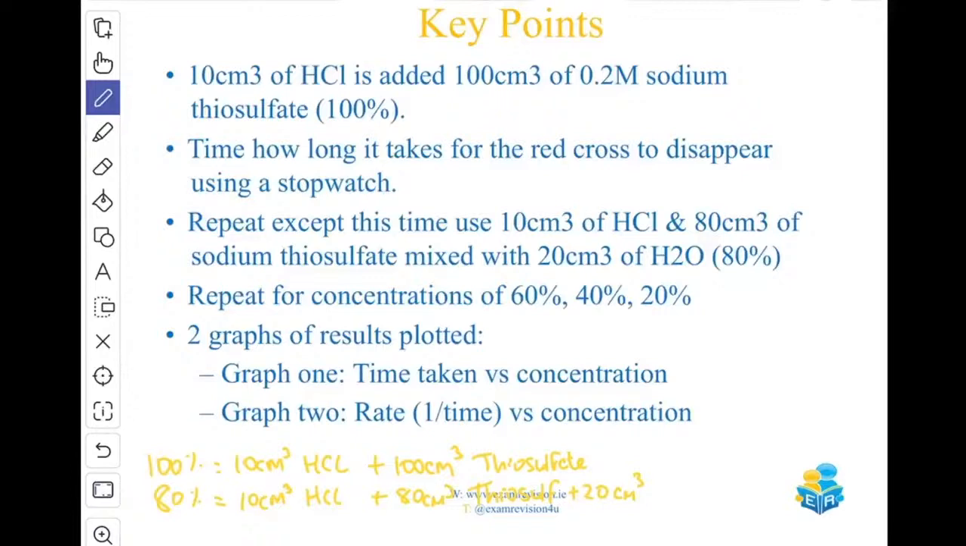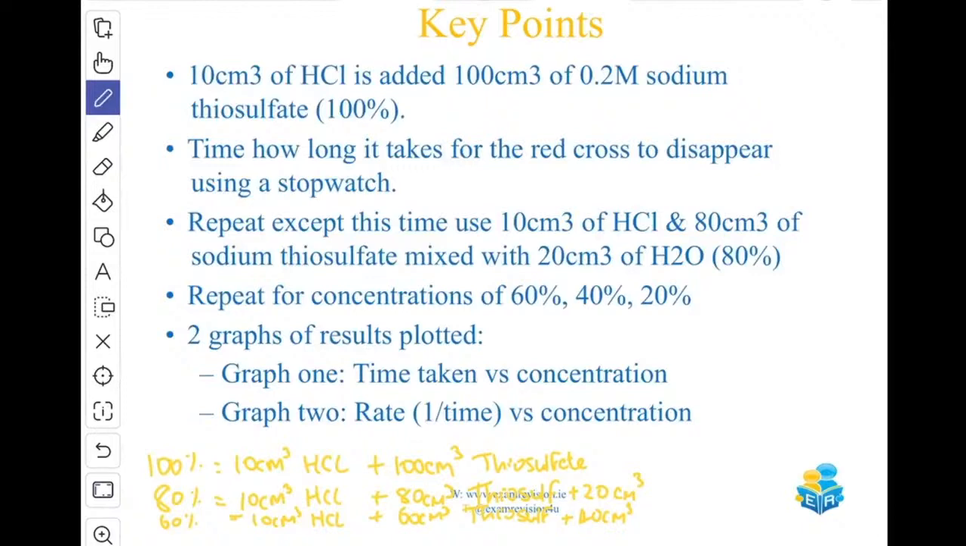We can then do this again with a 60% solution, which again would have 10 centimeters cubed of your HCl, but this time it would have 60 centimeters cubed of your thiosulfate and 40 centimeters cubed of your water. So here you can see that the concentration is decreasing each time. And what we should hope to see is that as the concentration decreases, the reaction will take longer to complete, so the rate of reaction will be lower.